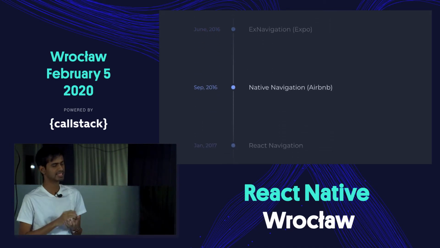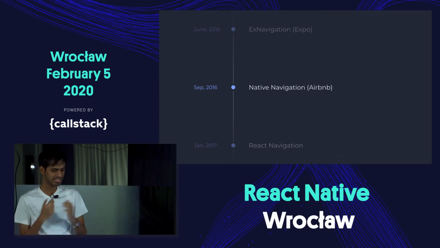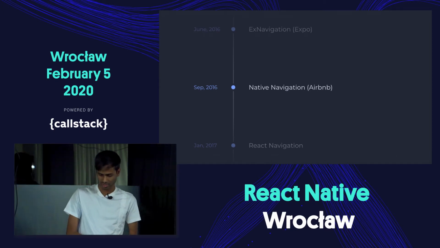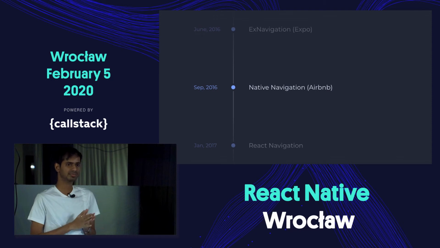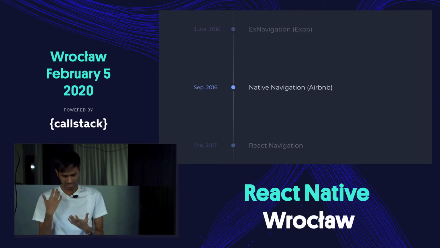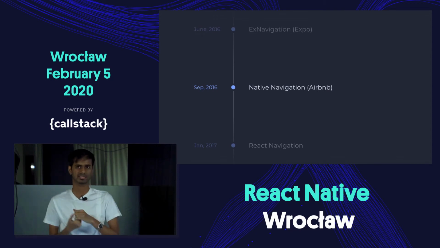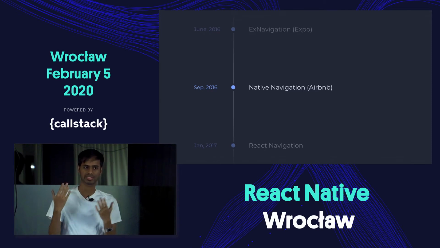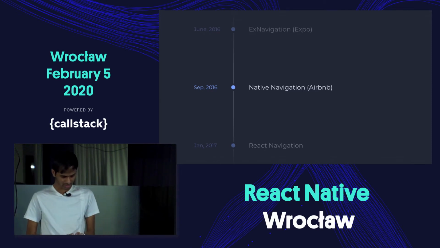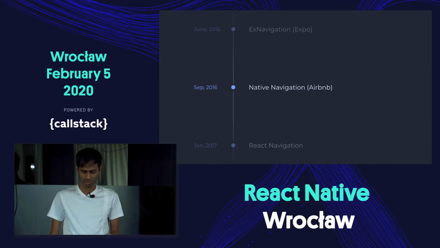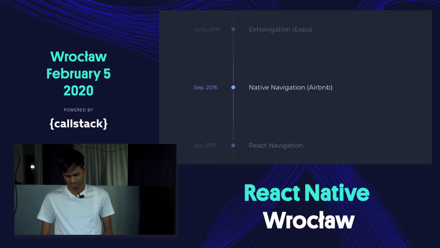So the next big navigation library was Native Navigation by Airbnb. The main motivation behind this library was to make it usable in brownfield apps, the apps where you combine native screens with JavaScript screens. But now it's no longer maintained, so we can't use it.